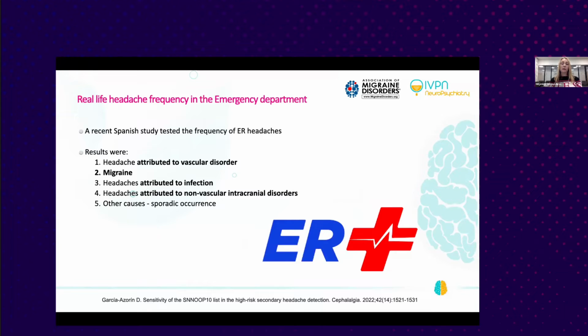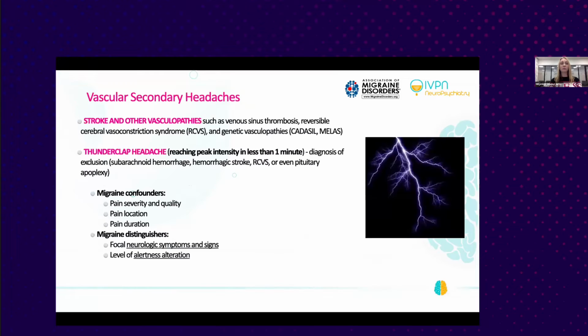Which are most important? Let's take a look at the Spanish study performed in a Spanish ER in Valladolid Hospital, where the results were the following. So the most common headache appearing in the ER was the one attributed to vascular disorder, which is sort of natural. When you come to think of it, most of our ER cases are strokes or TIAs. Then the second one is migraine. The third one, headache attributed to infection. The fourth one, headache attributed to non-vascular intracranial disorder, and the others were more sporadic and occasional.